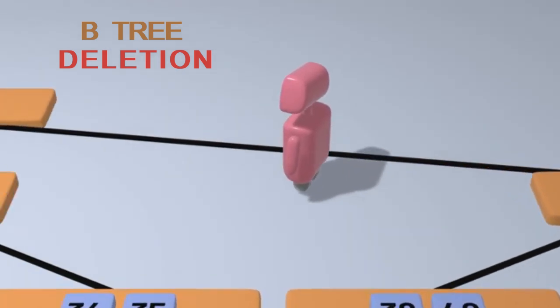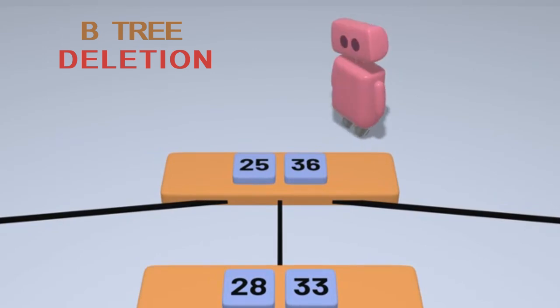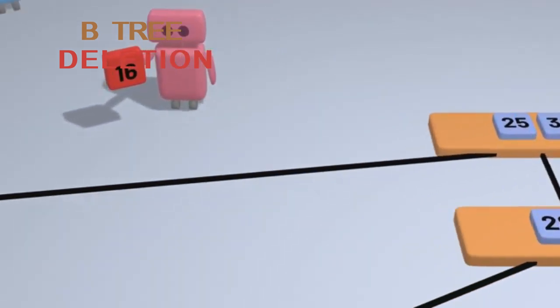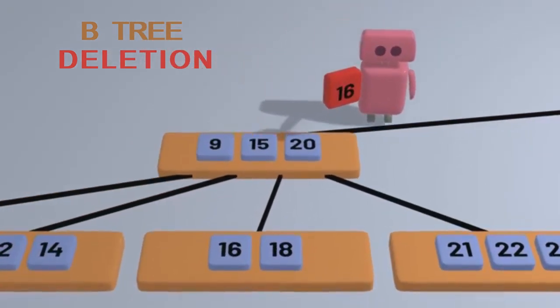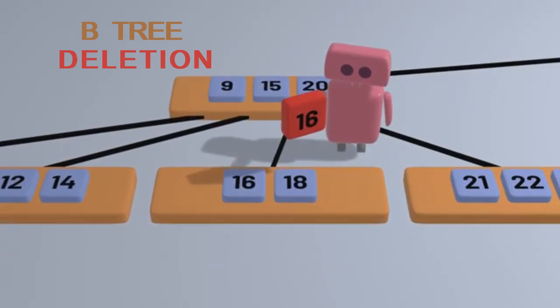Take a moment and consider, under what circumstances might this deletion algorithm run into problems with the properties we've set up around B trees? Here's one case to consider. What happens if we try to delete a key, but the node already has the minimum key count?